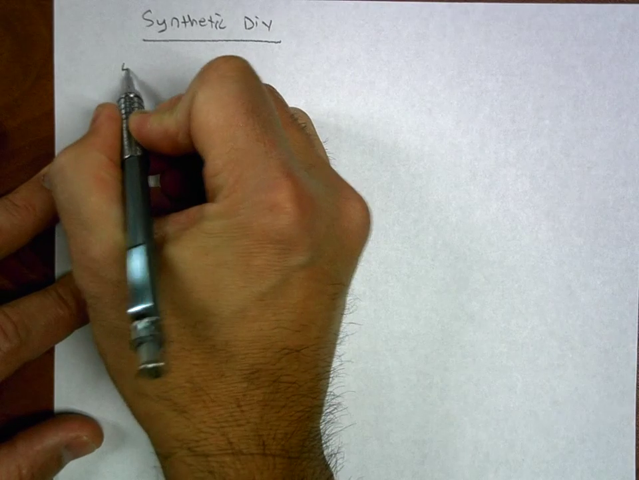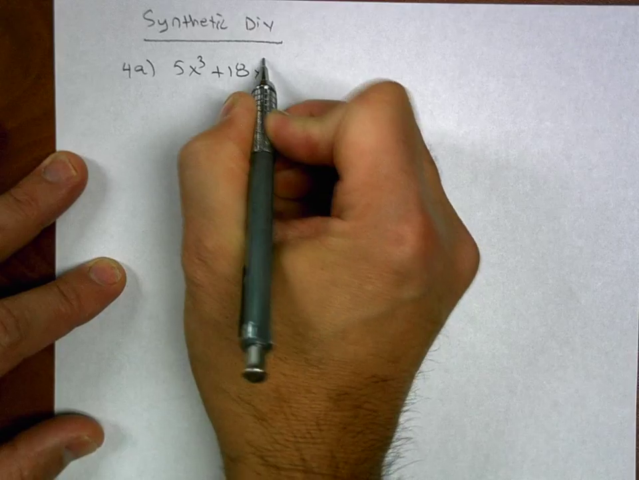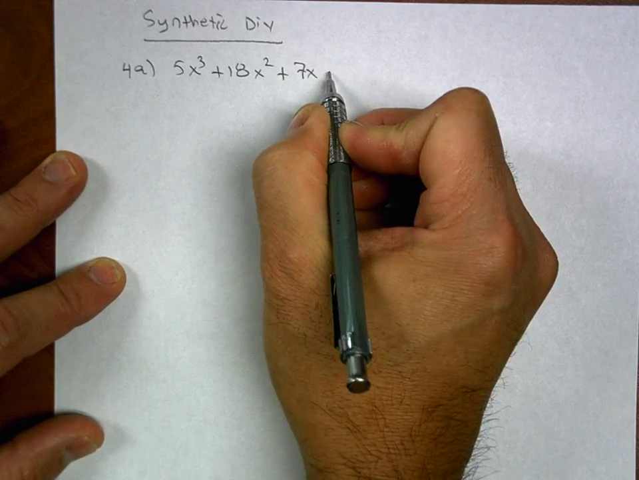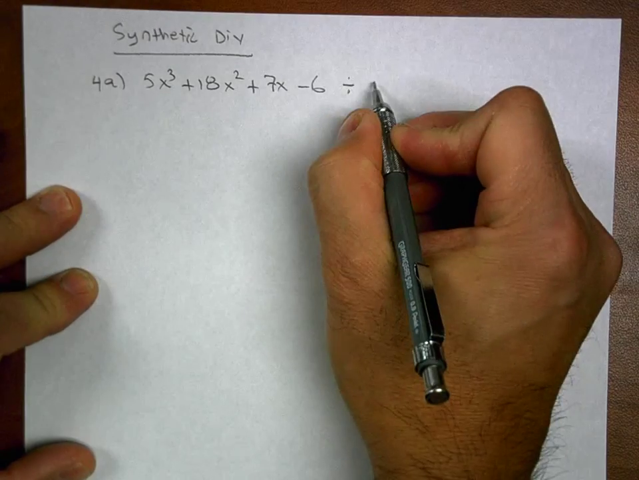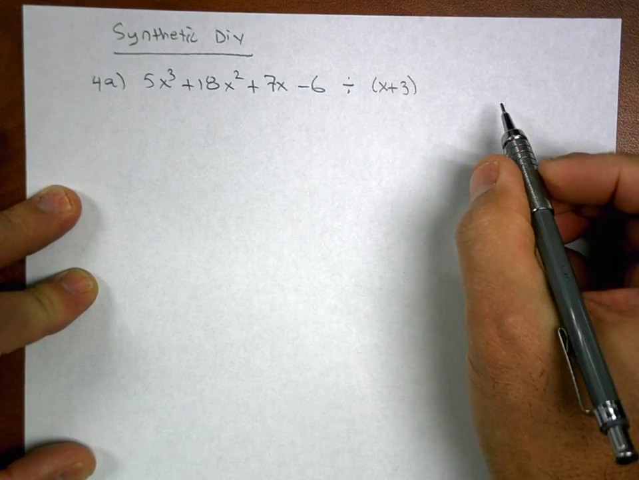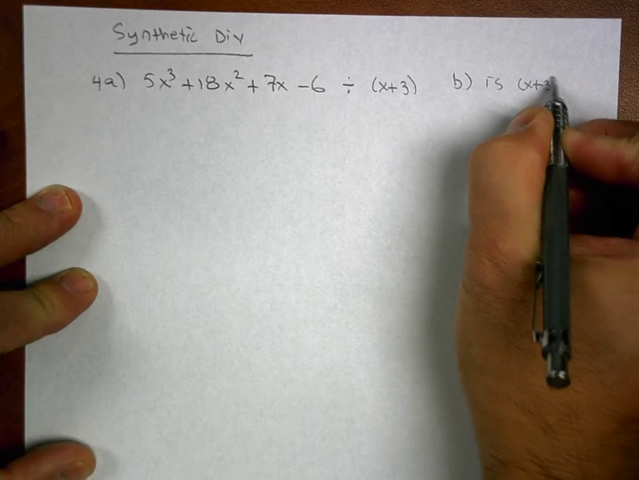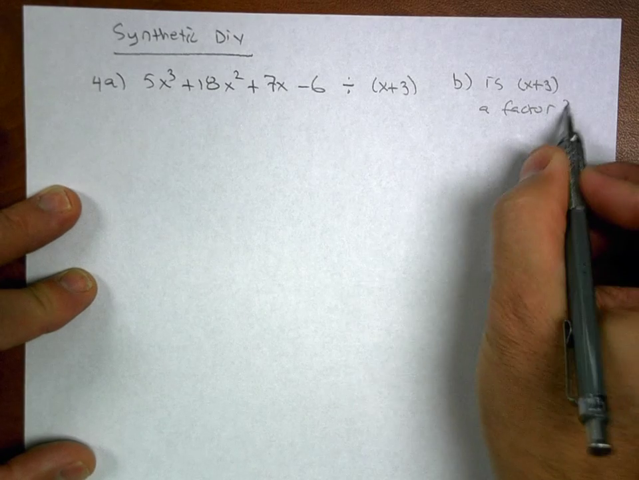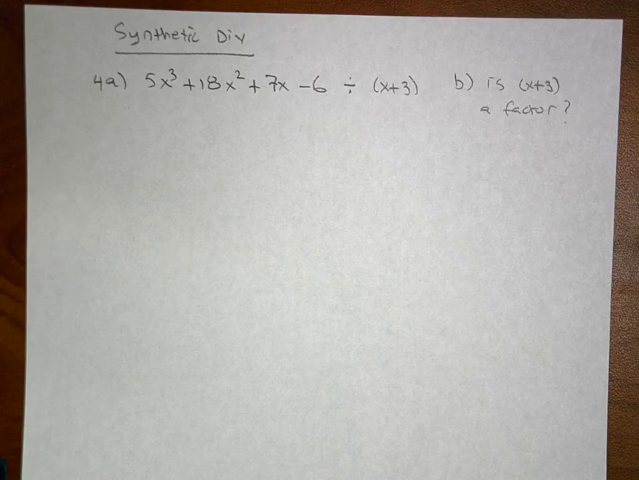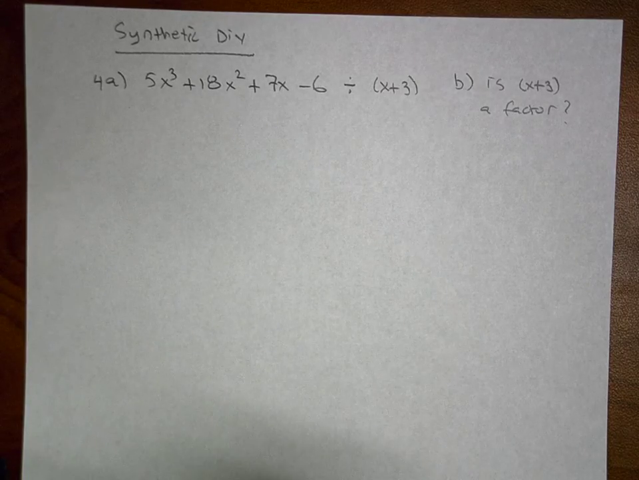Okay, for A, if we have 5x cubed plus 18x squared plus 7x minus 6, and we want to divide that by x plus 3. And then B, is x plus 3 a factor of that thing right there? Question mark. All right. Synthetic division. It's going to look a lot different, the setup. But I'll show you the process, and I think you'll probably prefer this over long division.